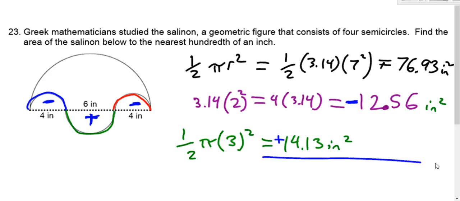So to get our final answer, we just needed 76.93 minus 12.56 plus 14.13, for a grand total area of 78.5 square inches.